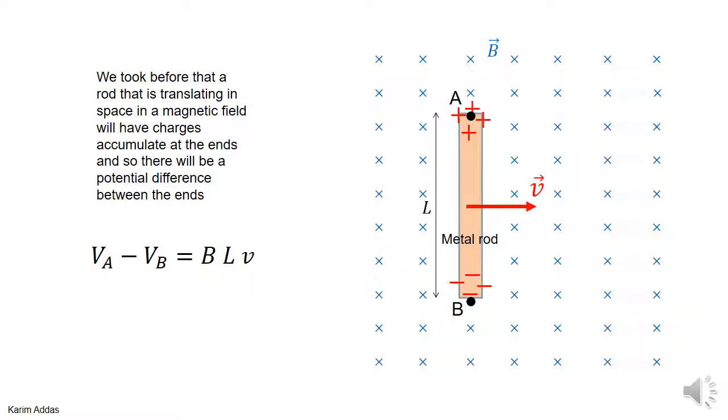Okay, we've seen before that if you have a conducting rod in a region where there's a magnetic field, and the whole rod is translating with a certain velocity v in this way, charges accumulate on the ends of the rod. We explained why this happens, and we found that the potential difference between the top and the bottom was BLV: the magnetic field times the length of the rod times the speed.